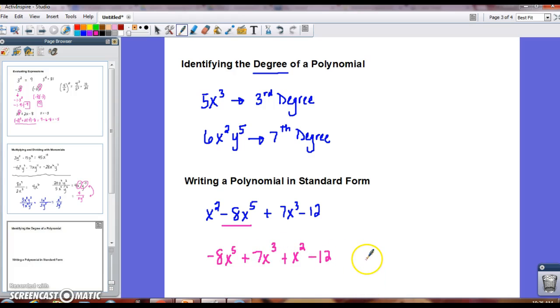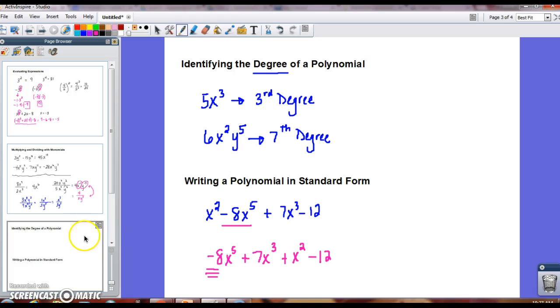This is in standard form because I'm starting with the largest exponent and then I'm writing the exponents in decreasing order. When you see the term leading coefficient, that's talking about the number that's in front of the variable with the largest exponent. So in this case, my leading coefficient is negative 8. Okay, each of these are considered terms. So negative 8x to the 5th is a term. 7x to the 3rd is a term. All of these are terms that make up this 5th degree polynomial with a leading coefficient of negative 8. So that's all the terminology that you're going to be seeing as we go throughout the unit.